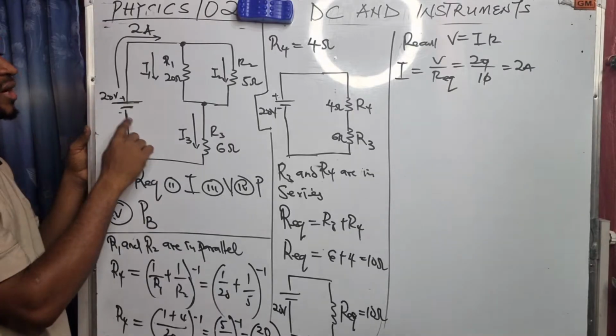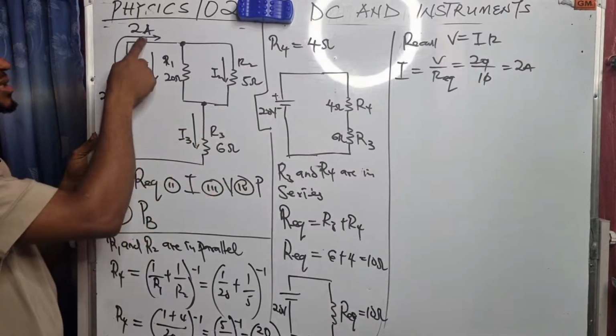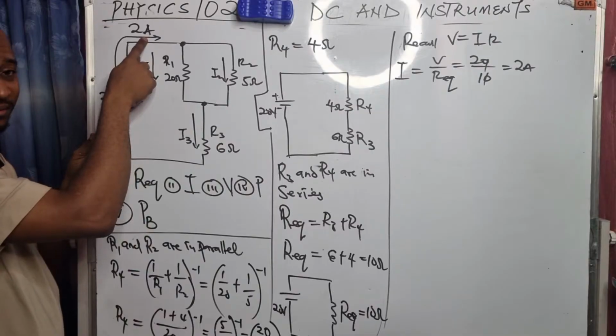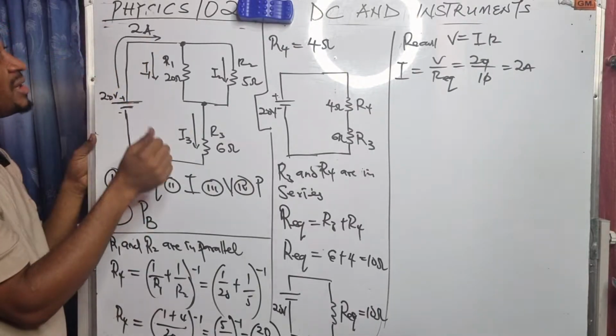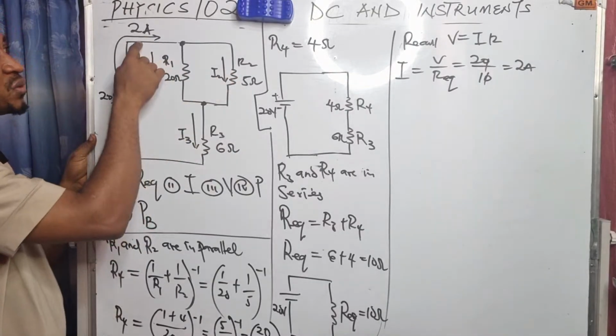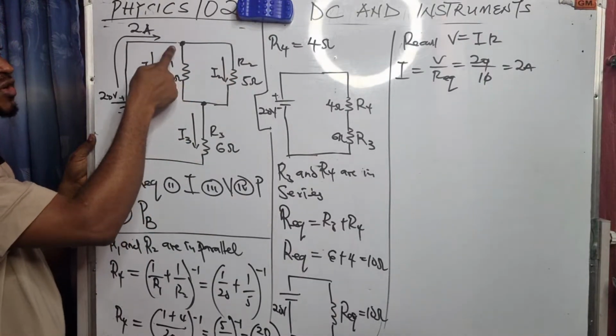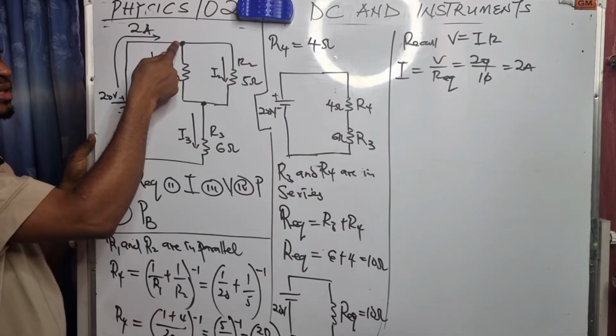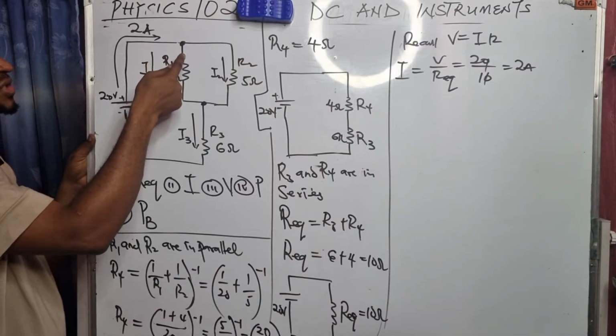So that means that the current that flows through R3 is still the same current as what? 2 ampere. But the current that flows through R1 and R2 are not equal to 2A, because there must be a split of current here. This is the junction where current tends to split.